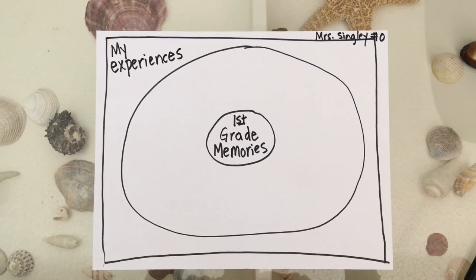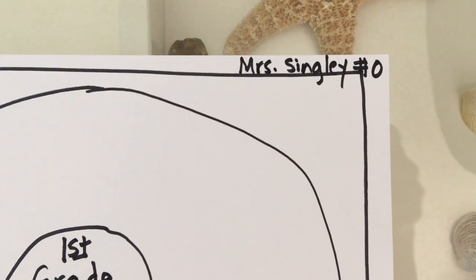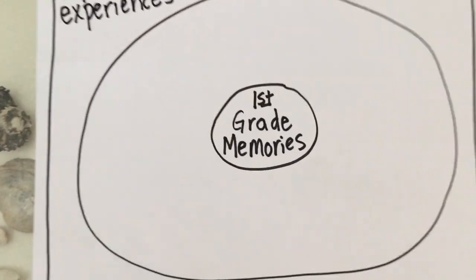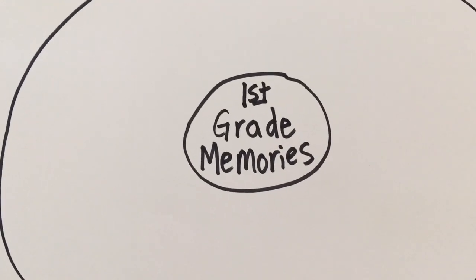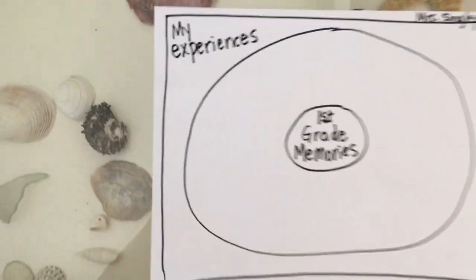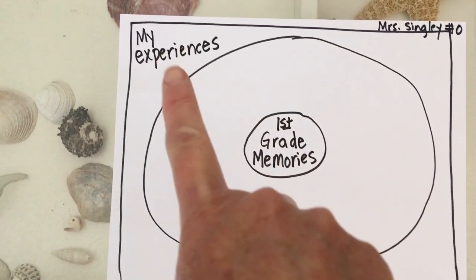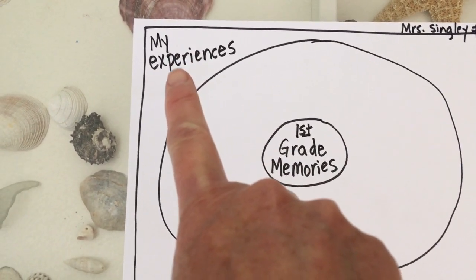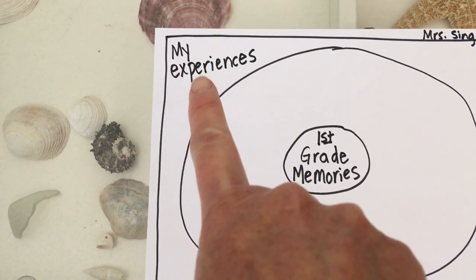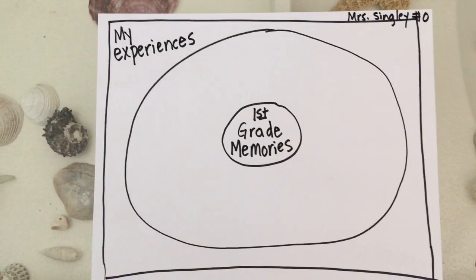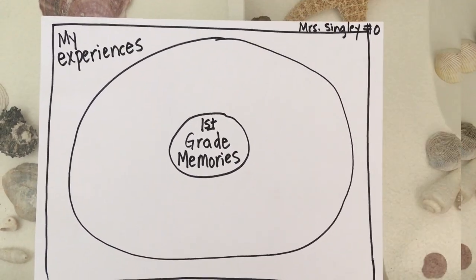Okay, here's what you need to start with. Start with your name in the corner. In the center of your circle map is going to be first grade memories. And I did do a box so that we can have a point of reference. And this is based on your experiences, so I put my experiences. Okay, pause the video. Copy this circle map.